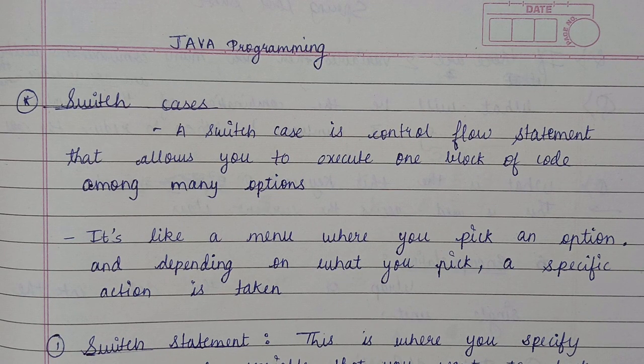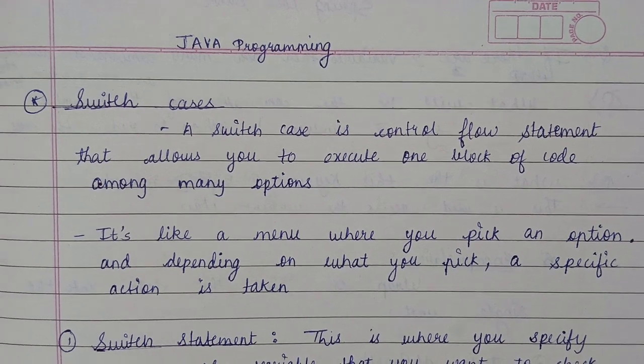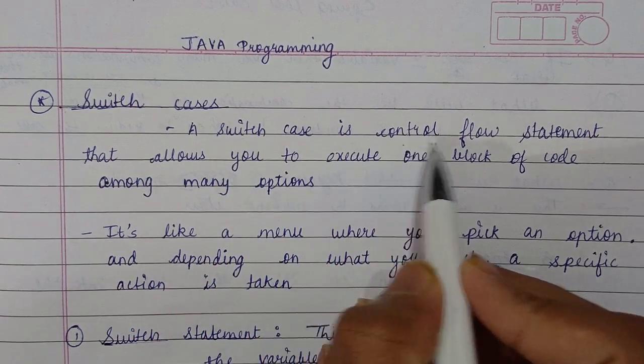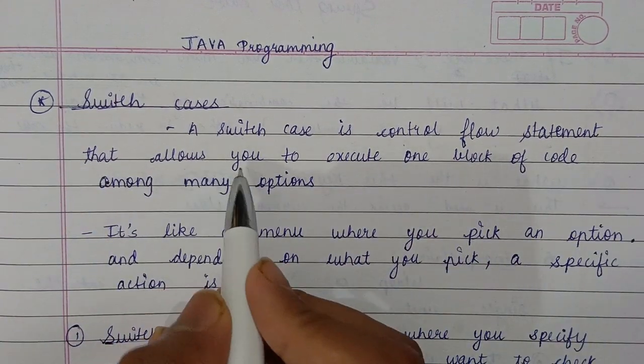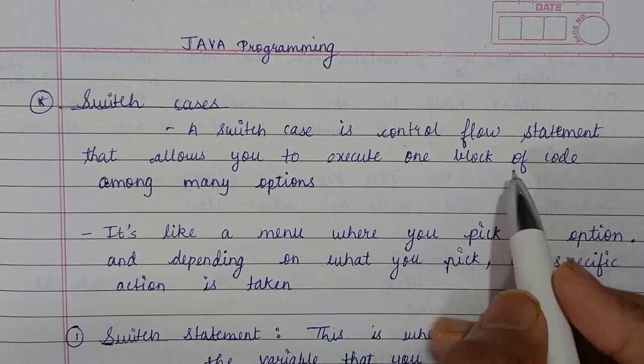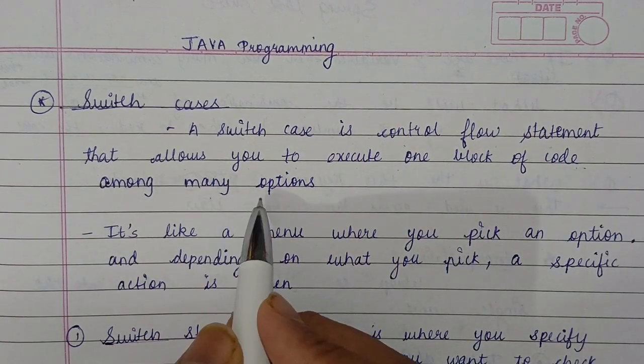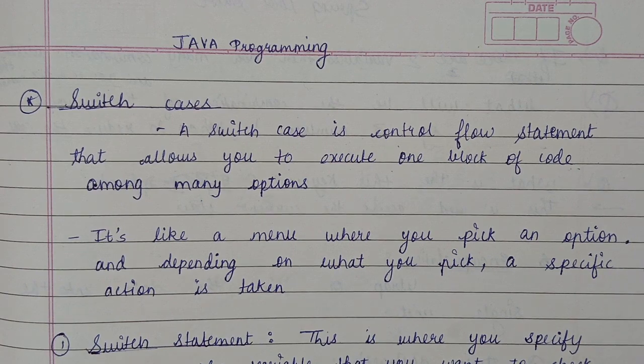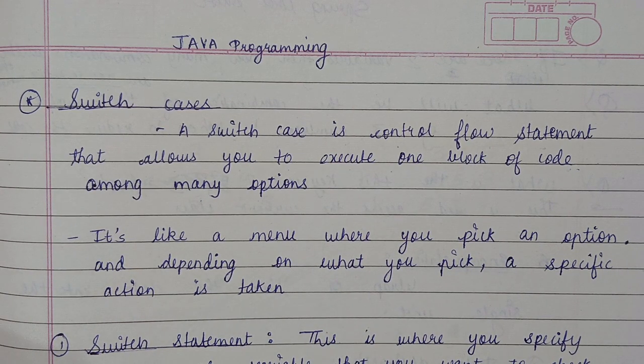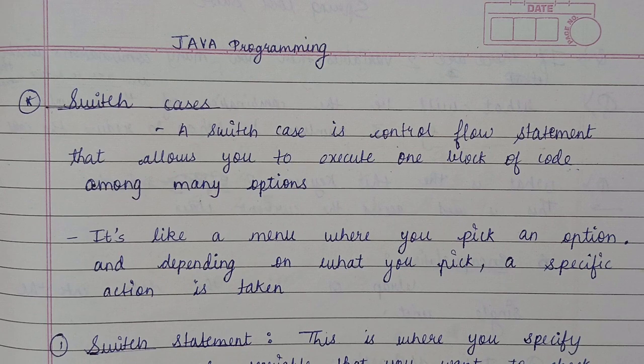In today's video we are going to see what switch cases are in Java. So let's start. A switch case is a control flow statement that allows you to execute one block of code among many options. There are many cases in the switch case, and if we choose one of the cases, then only that block of code will be executed.